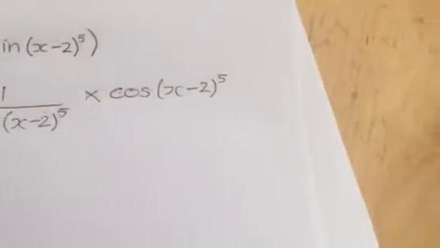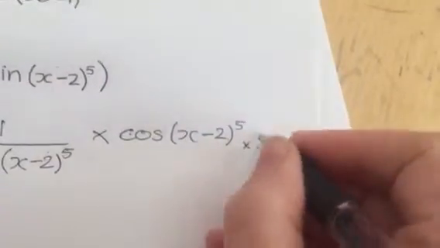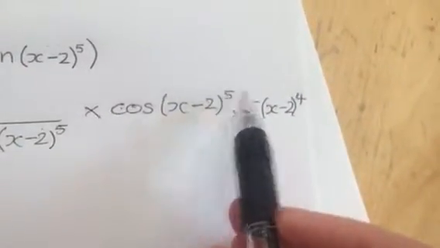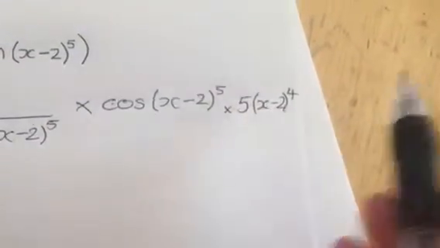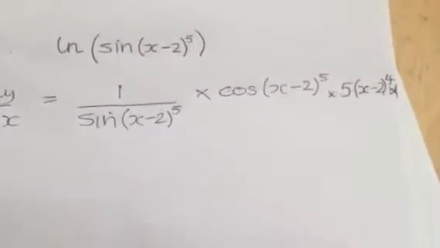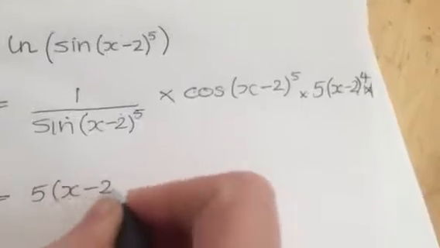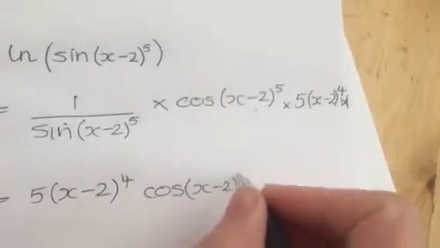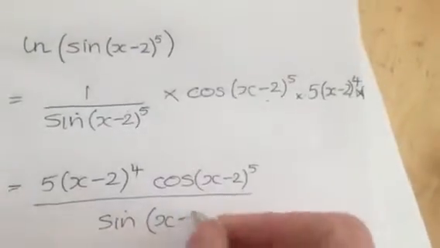And then the final step, differentiate this bit. So if I differentiate (x minus 2) to the 5, that's 5 lots of (x minus 2) to the power of 4. Something to the power of 5 is 5 times something to the power of 4. And the final step, differentiate this inner function. And if I differentiate x minus 2, that just gives me times 1. So tidy all of that up. And I've got 5 (x minus 2) to the 4, I've got a cos of (x minus 2) to the 5, and that's over sine of (x minus 2) to the 5.